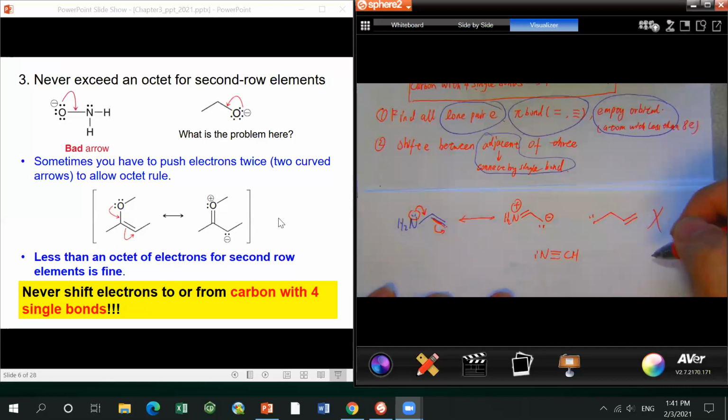Wouldn't that middle carbon have 4 single bonds? Yeah, that's right. So this one has 4 single bonds, so you never shift electrons to it. That's right.